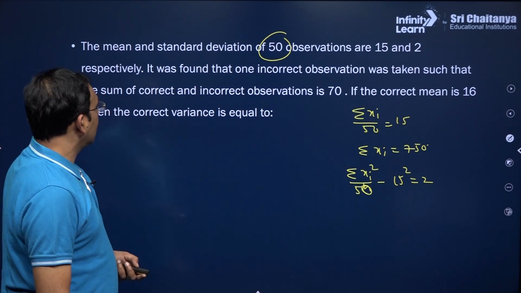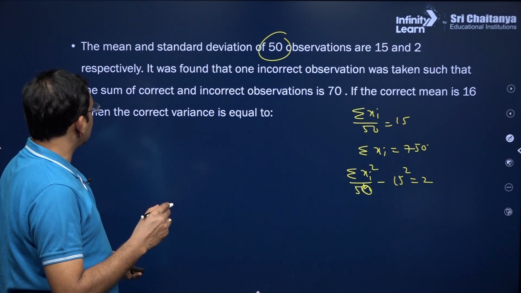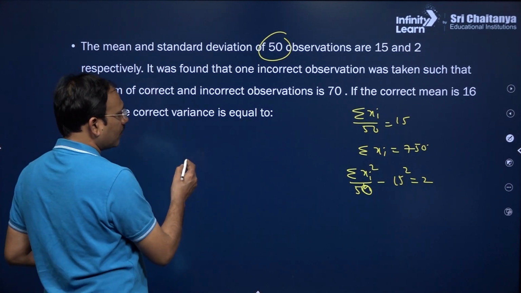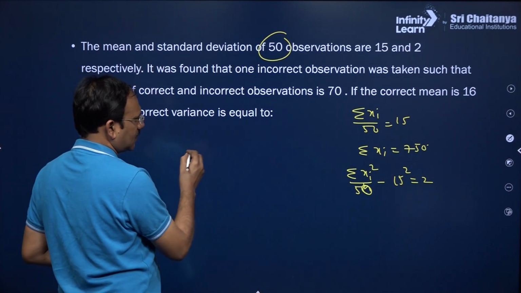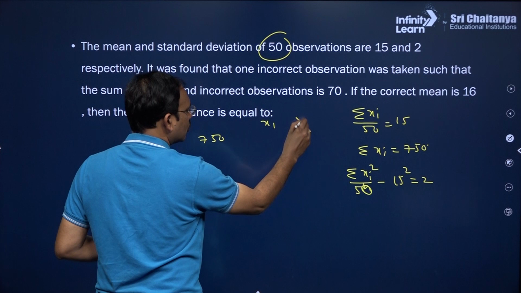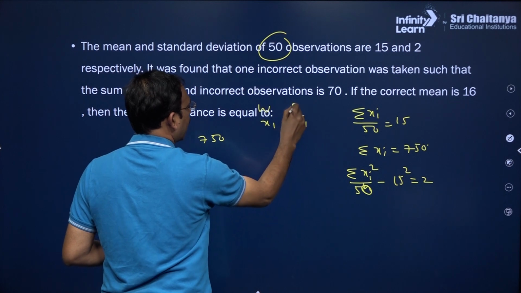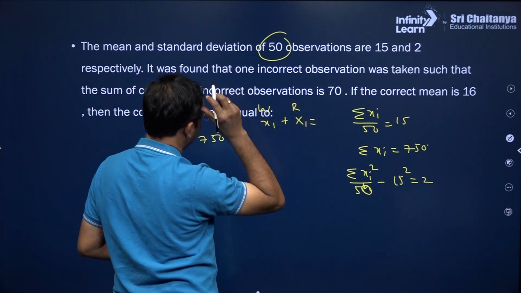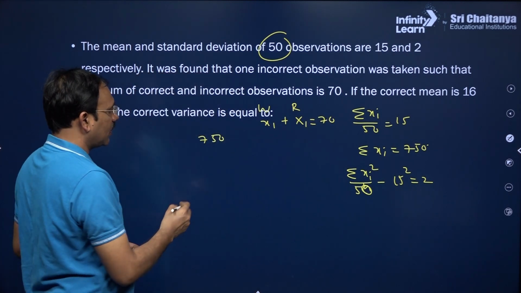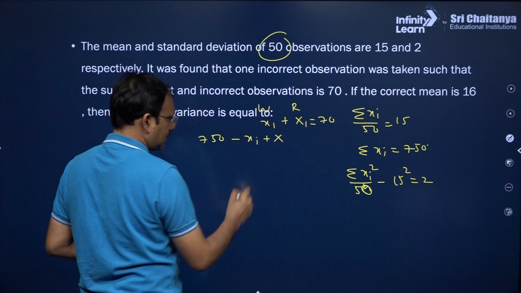My dear friends, it is found that one incorrect observation was taken such that the sum of the correct and incorrect observations is 70. Suppose x1 is incorrect, it should actually be capital X1. x1 plus this is wrong, this is right, the sum of these two is going to be 70, as he said. In fact, to get the actual sum, out of 750 I have to subtract xi and I have to add x, right.